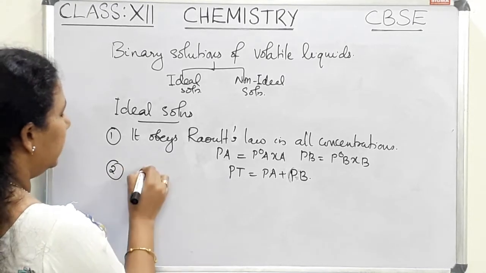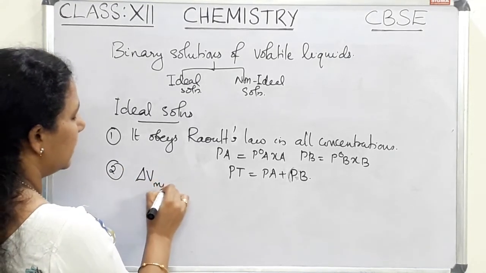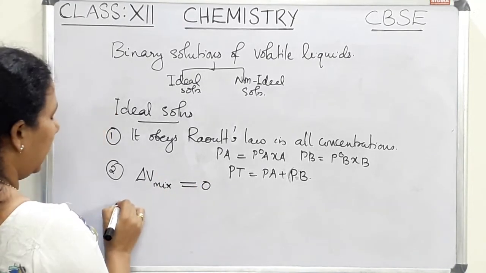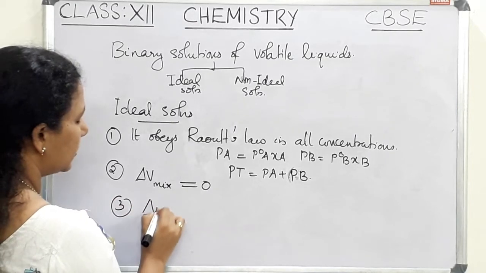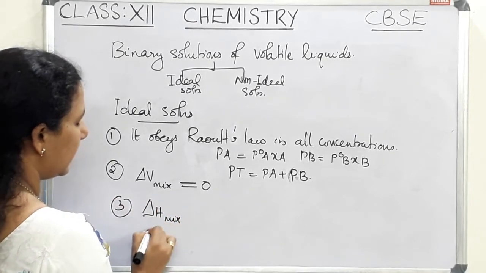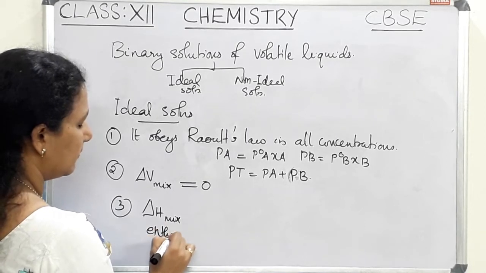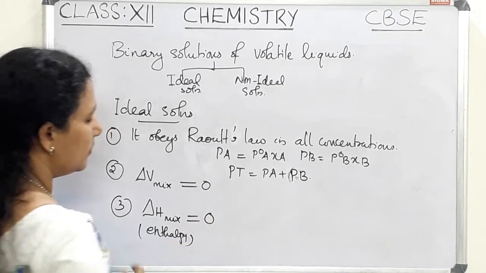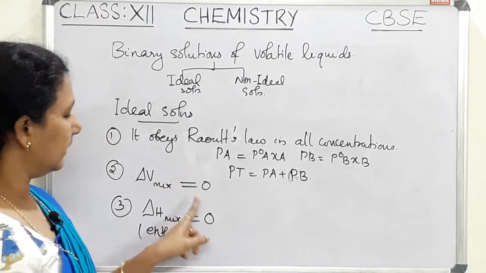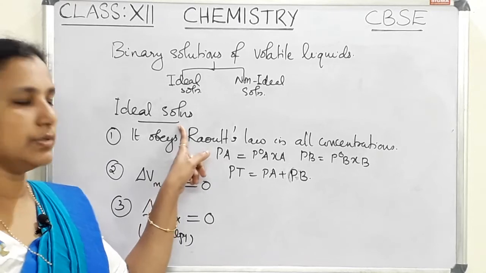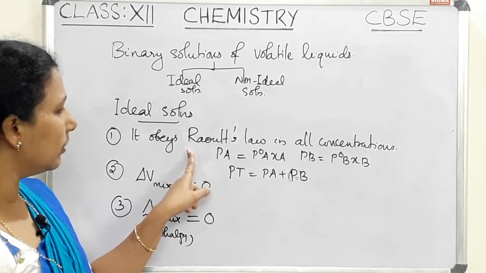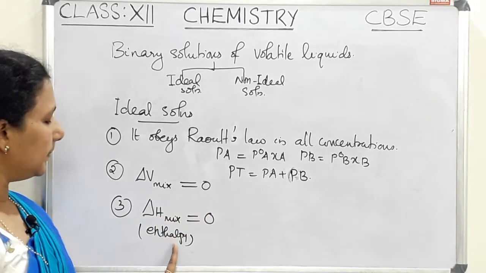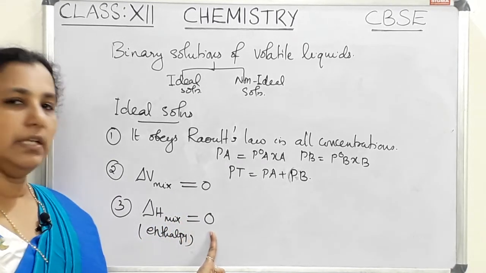Second point is delta V mixing. Delta V mixing, volume of mixing, is equal to 0. And third point is delta H mixing. Delta H mixing means enthalpy of mixing, so delta H mixing is equal to 0. So, these are the three characteristic features of ideal solutions. One is it obeys Raoult's law in all concentrations. Second one is delta V mixing is equal to 0. And third point is delta H mixing is equal to 0.